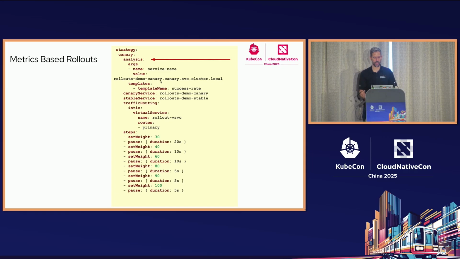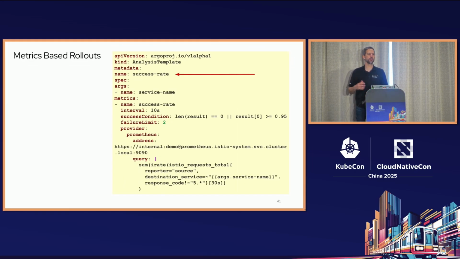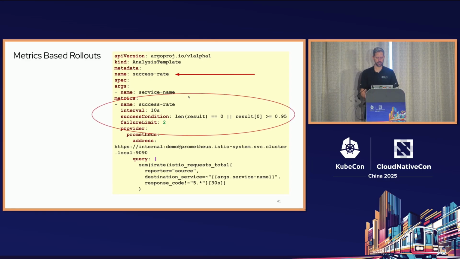And you can see here we have an analysis with a template that's called success rate. And this template is also a custom resource definition where we can define what constitutes success in terms of our release. And this is something that you can define yourself. So in this case, I just gave an example where we say success means that 95% of my results are successful. And what we're doing to determine that is we are using, in this case, Prometheus. But again, this could be a different provider as well.